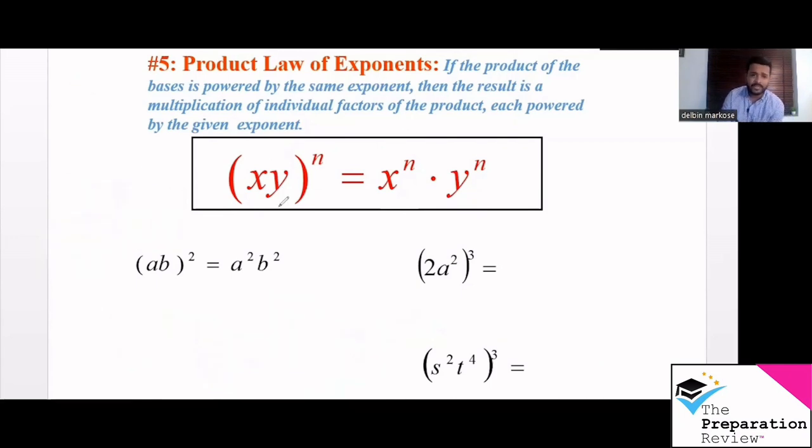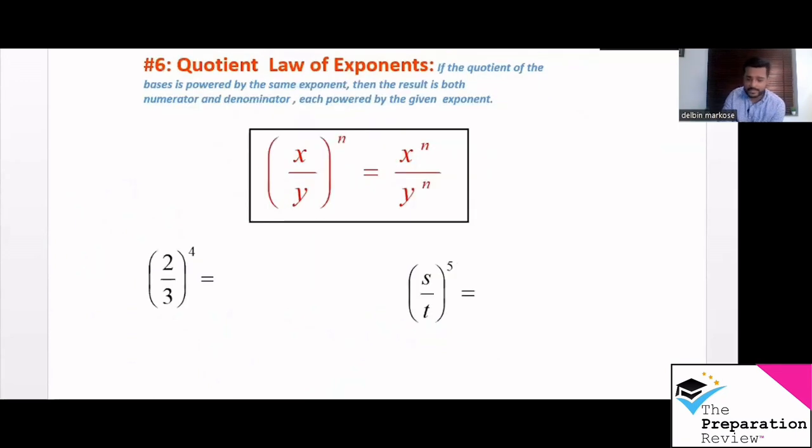Now, same thing for division also. It's the same thing, right? Distribute an exponent over a quotient here. So for example, x over y, the whole raised to n, it means I'm just distributing the n here. So it will be x raised to n divided by y raised to n here. Now, see here, the bases are different. So I hope it makes sense.